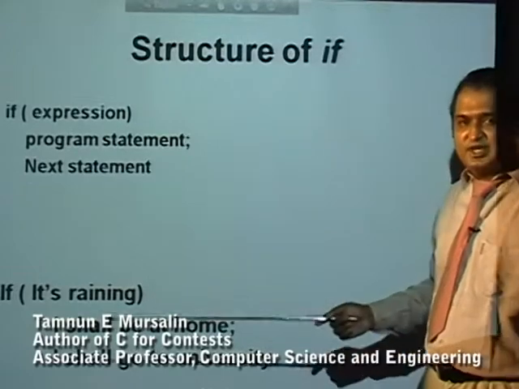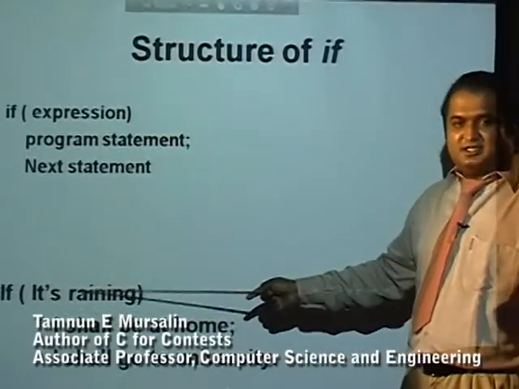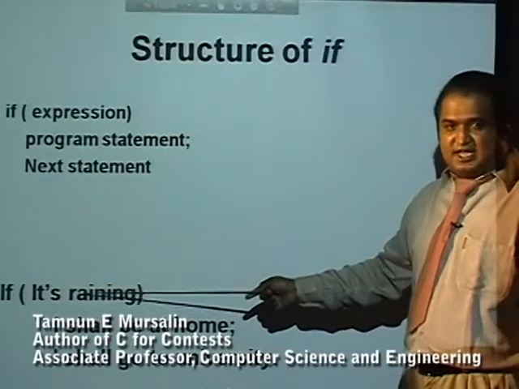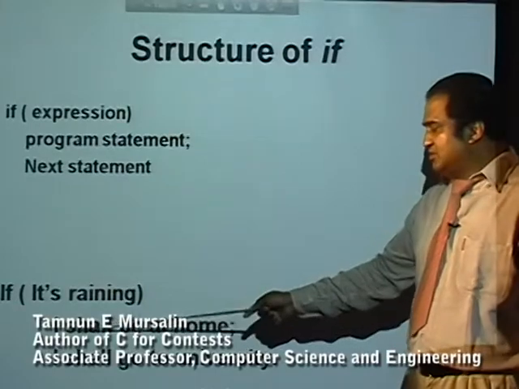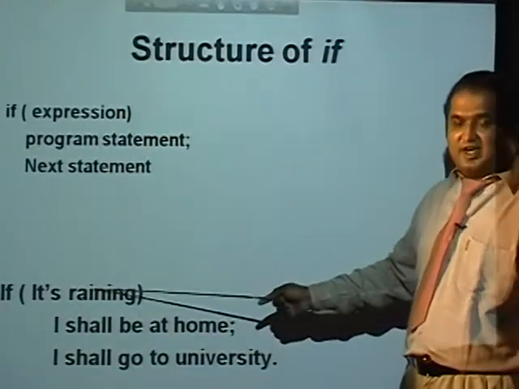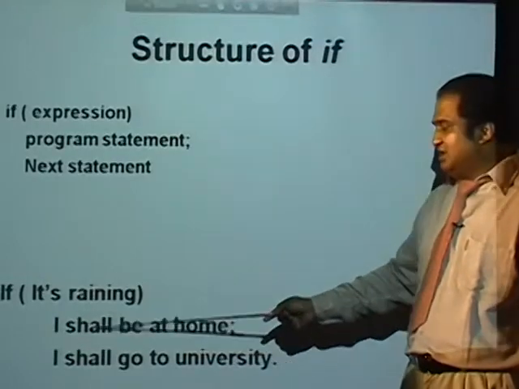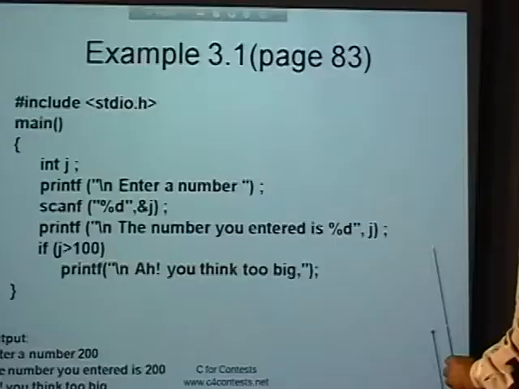We can give a theoretical example, which is very hypothetical. If it's raining, this is the condition. If it rains, and this comes true, then it will print I shall be at home. However, if it's not raining outside, then it will not print this statement. Instead, it will print I shall go to the university.